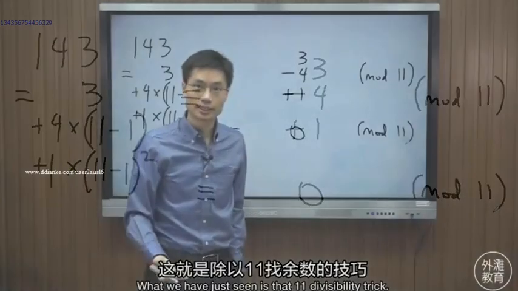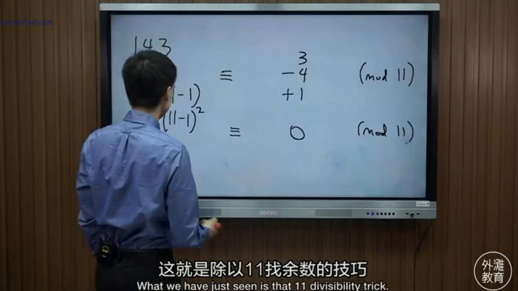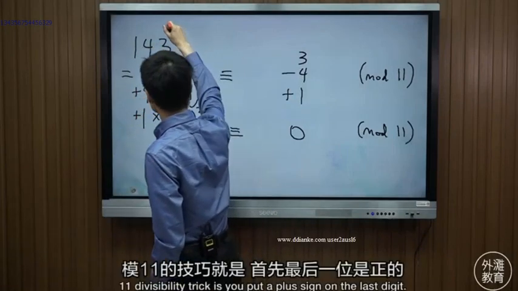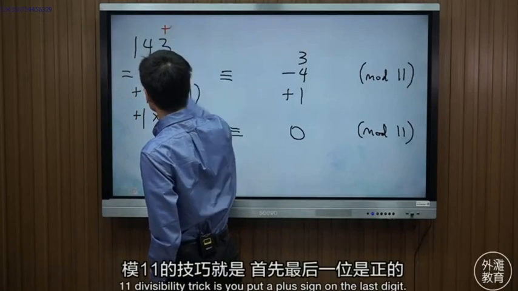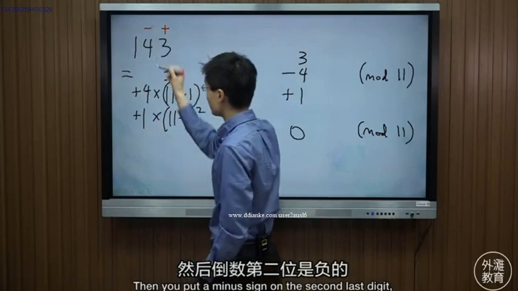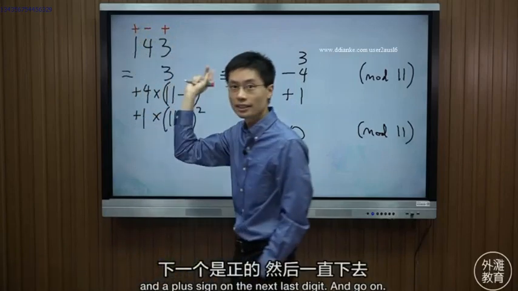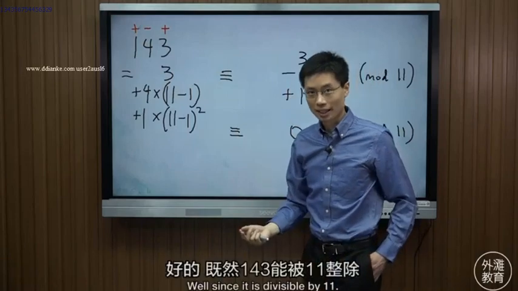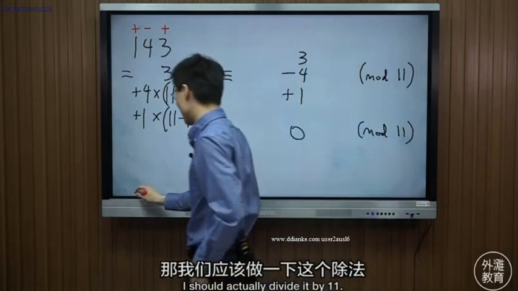What we have just seen is the 11 divisibility trick. You may have seen it before, but now you know it: you put a plus sign on the last digit, then a minus sign on the second last digit, and a plus sign on the next last digit, and go on. Well, since it's divisible by 11, I should actually divide it by 11.